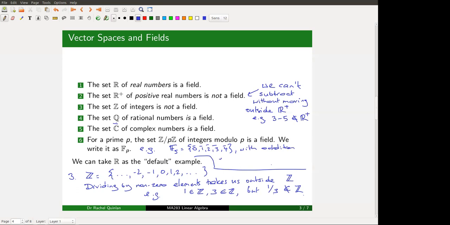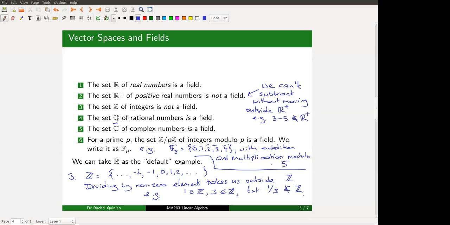That is actually an example of a field with just 5 elements. There's a little bit more detail about it in the first section of the lecture notes, if you're interested in having a look at that right now. If you're not, don't worry too much about it. Just take some familiar example, like the rational numbers or the real numbers, as your working example of a field, and we'll come back to some of these finite examples a little bit later and from time to time as we proceed through the course.